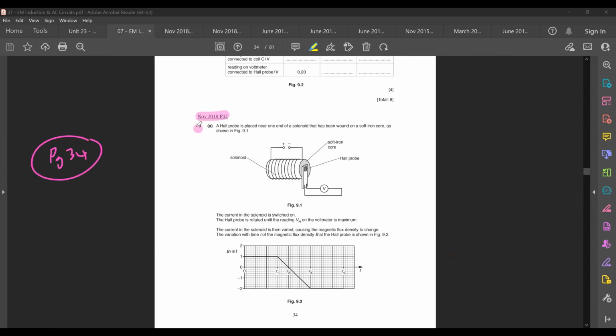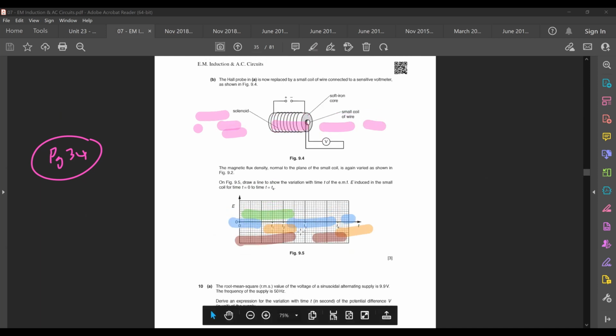November 18, P42. A Hall probe is placed near one end of a solenoid that has been wound on a soft iron core as shown in this figure. The current in the solenoid is switched on. The Hall probe is rotated until the reading of the Hall voltage on the voltmeter is maximum. The current in the solenoid is then varied, causing the magnetic flux density to change, and the variation with time of the magnetic flux density B at the Hall probe is as shown here.